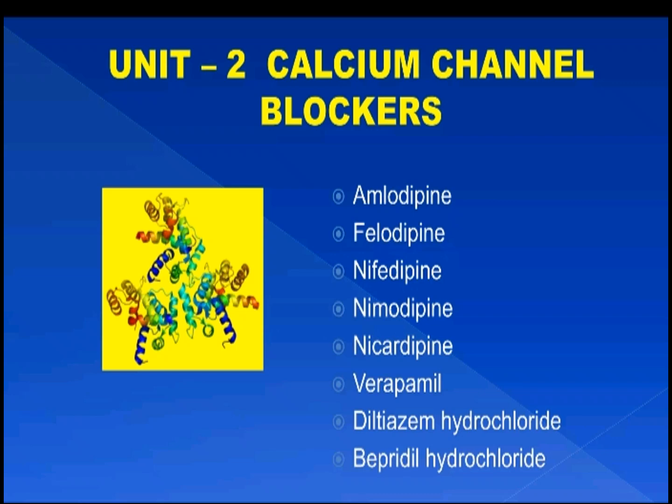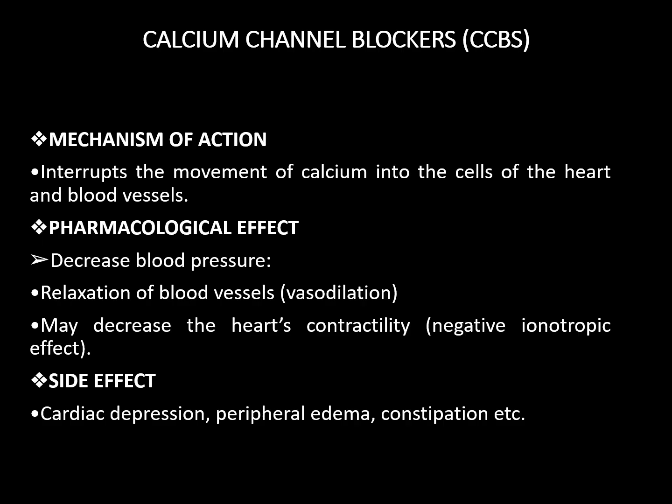Today we are going to look at calcium channel blockers as antihypertensives. So let's look at the mechanism of action of calcium channel blockers. What they do is interrupt the movement of calcium into the cells of the heart and blood vessels. If you want to know more about calcium's role in this mechanism, you have to go back and look at my video on fluid and electrolytes and calcium. So the main effect of this interruption is to decrease blood pressure, and that's our target.